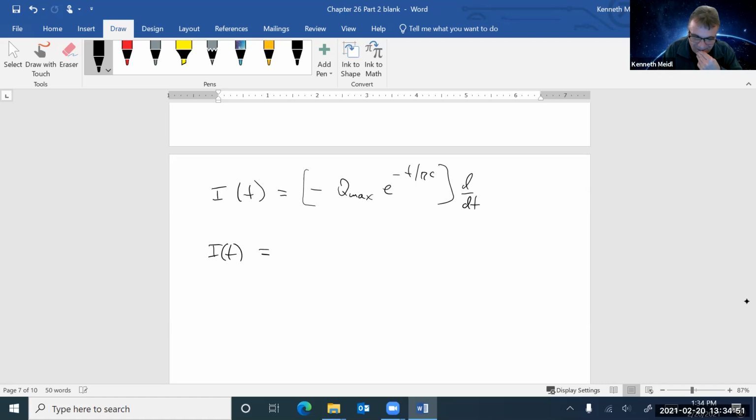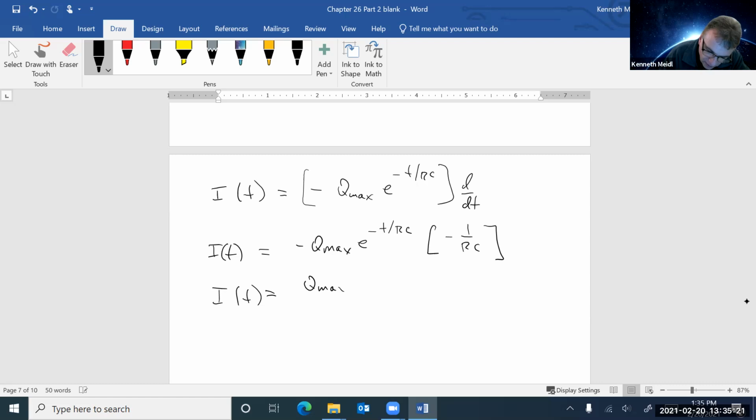So what do you get here? My t is inside of a function, so I think you have to use the chain rule. So I think you get this full function here, right? You're going to get that full function times the derivative of the stuff that's on the inside, and that might be like 1 over RC when you differentiate that. So there's two minus signs here, so maybe I'll just get rid of those. And I have Q max out front, and then I've got this RC, and I end up with something like that.